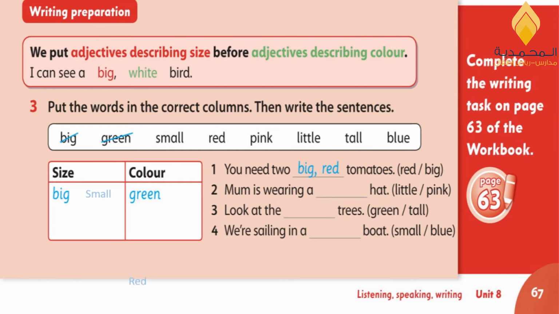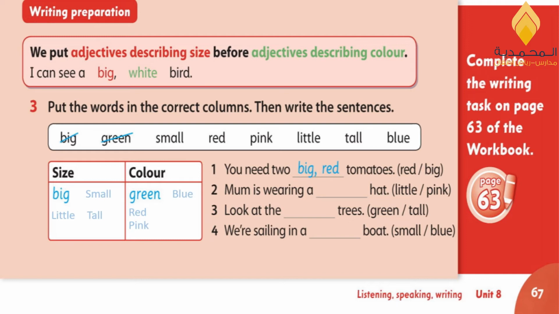Red, color. Pink, color. Little, size. Tall, size. Blue, color. Now you have to put these adjectives in the correct order. Number 1, you need 2 big red tomatoes. Big red tomatoes. Number 2, we have 2 adjectives, little and pink.